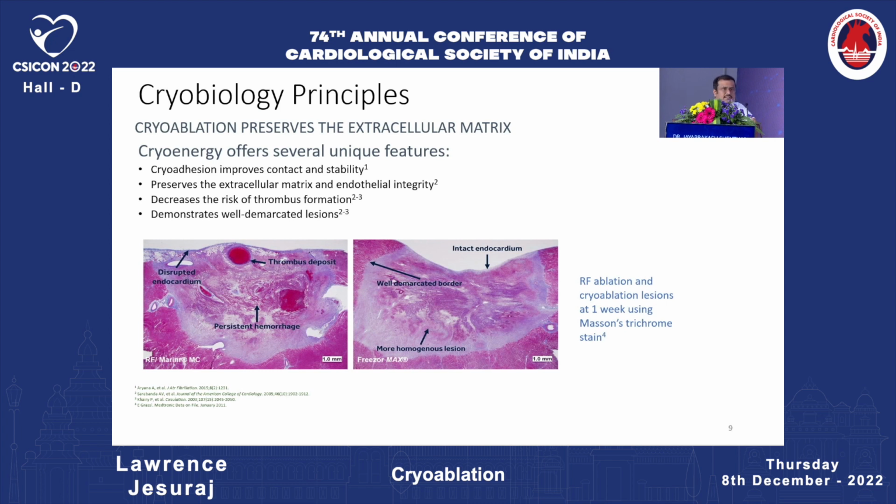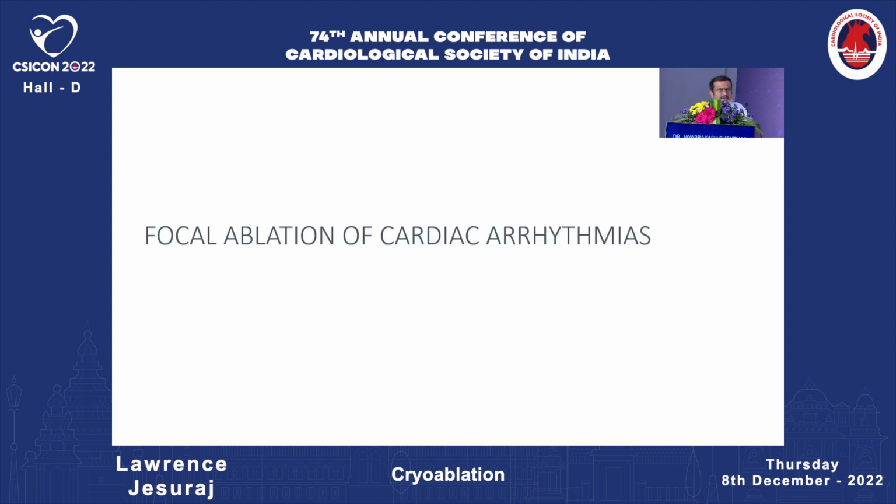The one thing you can call unique about cryo energy is it causes an injury with preservation of extracellular matrix. One thing again which is unique about cryo is it causes a cryo adhesion, so that improves the catheter contact and stability. It also, because it does not damage the extracellular matrix much, reduces the risk of thrombus formation, and it usually produces well demarcated lesions.